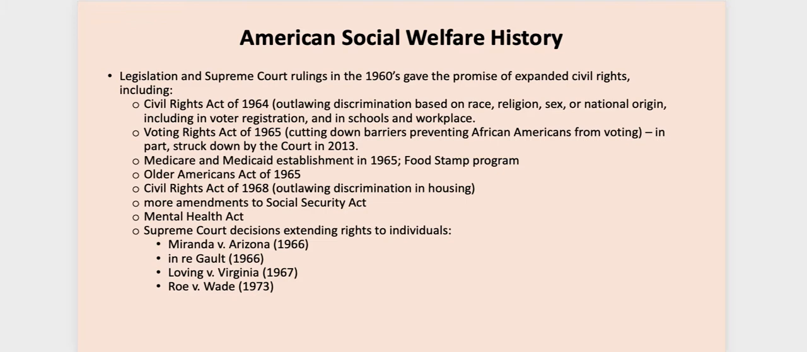Medicare and Medicaid were established, and the food stamp program was established as a program of the U.S. Department of Agriculture. Again, while it helps people that have fewer dollars coming in, it also assists farmers because it puts more money into the market to buy food, and it helps to reduce surplus production.